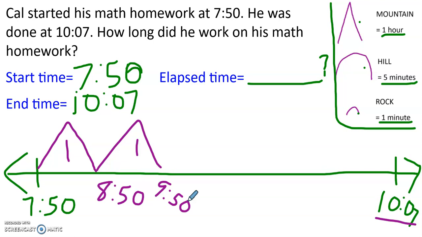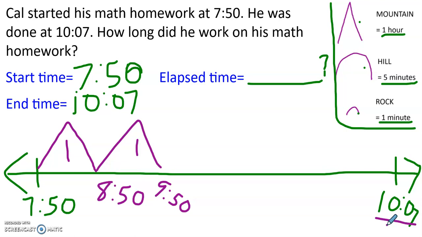Can I make another hour jump? No, because if I did another hour jump, I'd be at 10:50, and that's too far past my end time of 10:07. So now I'm done with hours. I need to look at minutes.